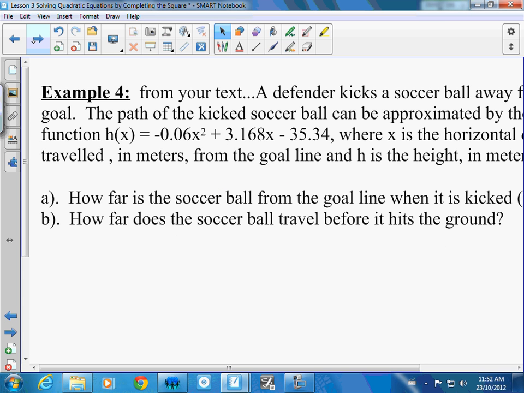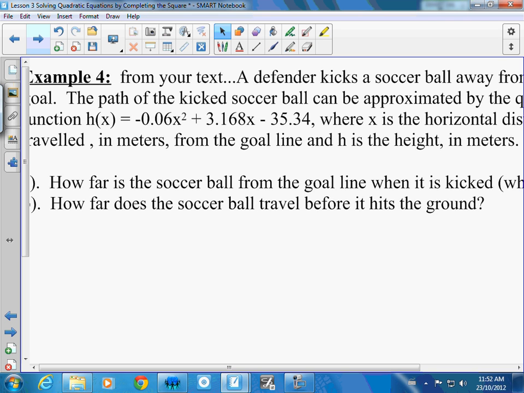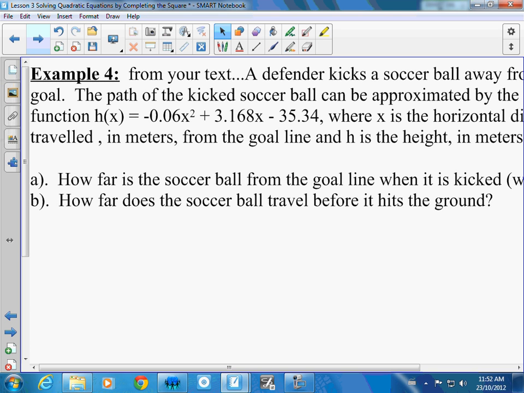So here, this is from your textbook. And of course, it's missing part of it on the screen. I'll read it off of mine here. A defender kicks a soccer ball away from her own goal, right? The path of the kicked soccer ball can be approximated by the quadratic function. So think about this. It's a quadratic, right? So is it a big arc? Yeah, it goes up in the air and then comes down. Where the function is, and they give the function there. Where x is the horizontal distance traveled in meters from the goal line. Okay. So what we want to know is, yep.